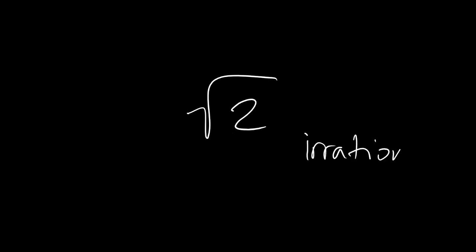For example, the square root of 2. This is approximately 1.414. However, it doesn't end and it doesn't repeat and it cannot be written as a fraction. So this is an irrational number. Today we're going to learn how to estimate their values based on our perfect squares, which you hopefully have in your notebook.